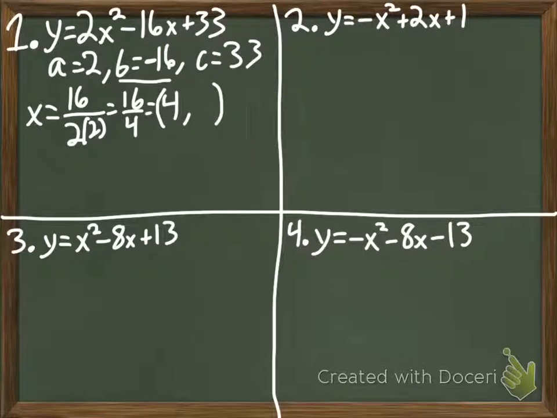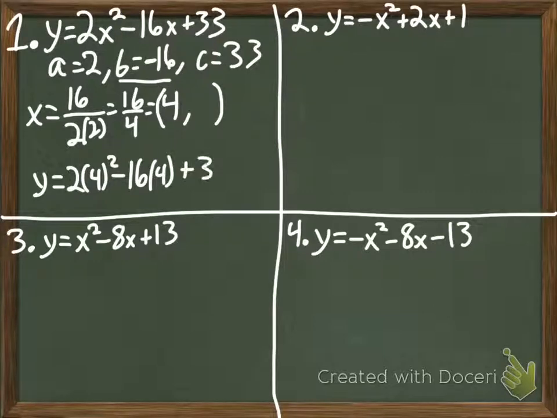Now we have to find the y, so all we do is we plug in. So y equals 2 times 4 squared minus 16 times 4 plus 33. Alright, let's simplify. 4 squared is 16. 16 times 2 is 32. So we can simplify this to 32.